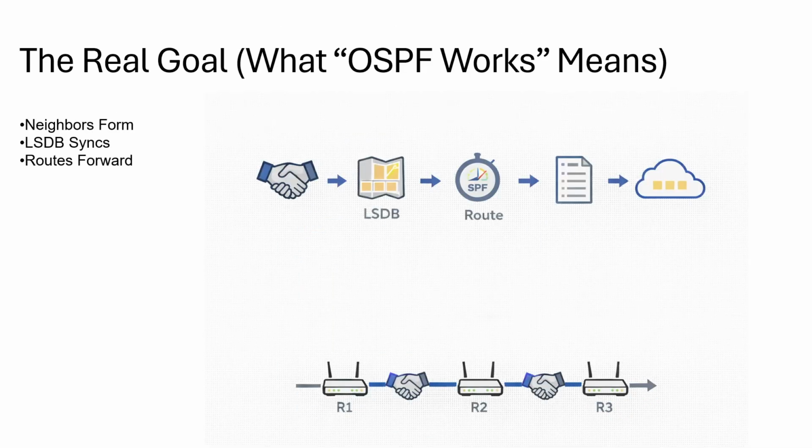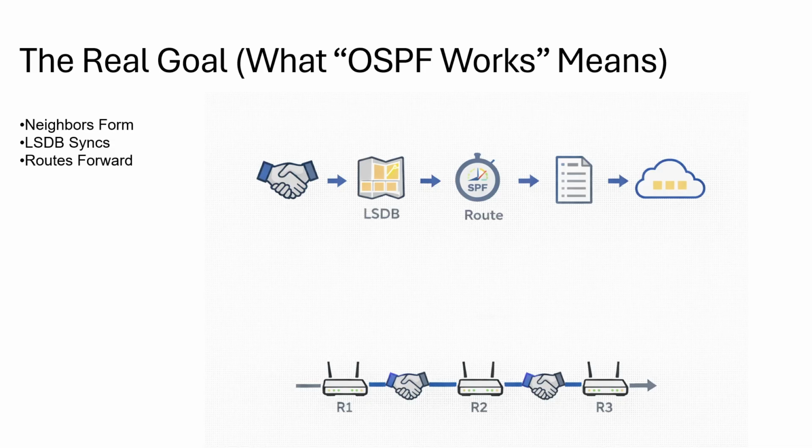So, section A, the big goal, what making OSPF work actually means. When people say I configured OSPF, what they really mean is routers discovered each other and formed neighbors where they should. Routers became adjacent where appropriate and synchronized their LSDB. Routers ran SPF and installed routes in the routing table. Traffic can now flow using these routes.